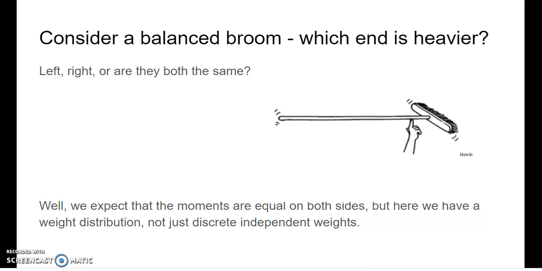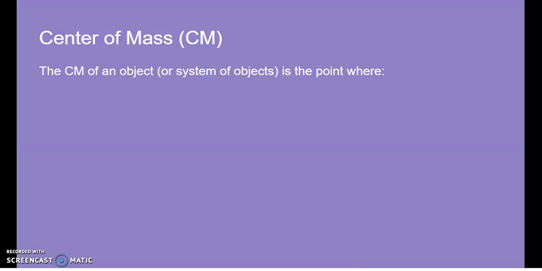We're talking about a weight distribution and not just discrete independent weights. So this is actually a little bit trickier. It can get into calculus, in fact, though we will, of course, avoid that for most of our needs. So we're going to define a new concept called the center of mass, sometimes known as the center of gravity, although there is a subtle difference between them.